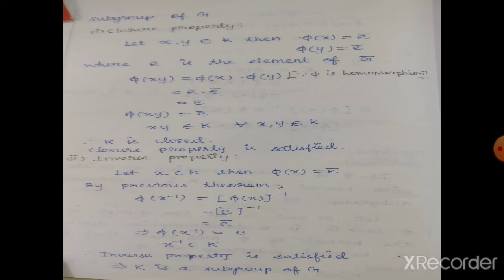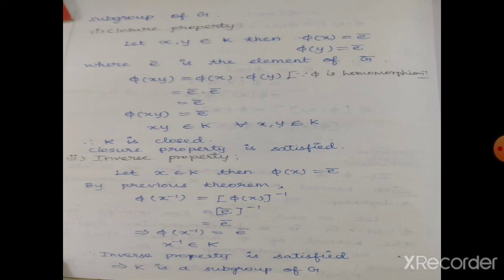We have to show that xy belongs to K. Xy belongs to K means we have to show that phi of xy is equal to E bar. So we take the left-hand side, phi of xy, which is equal to phi of x into phi of y, because phi is a homomorphism. This will be given in the statement itself.